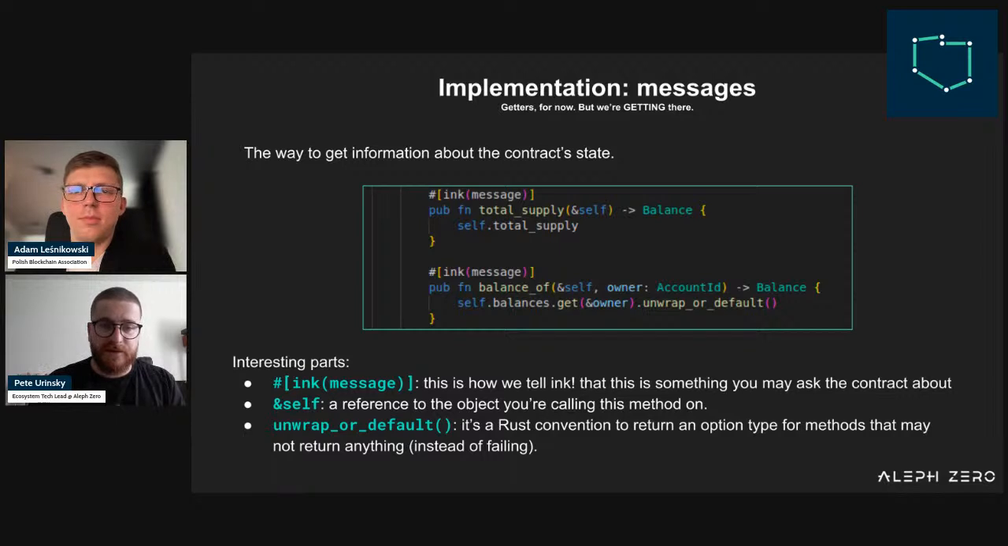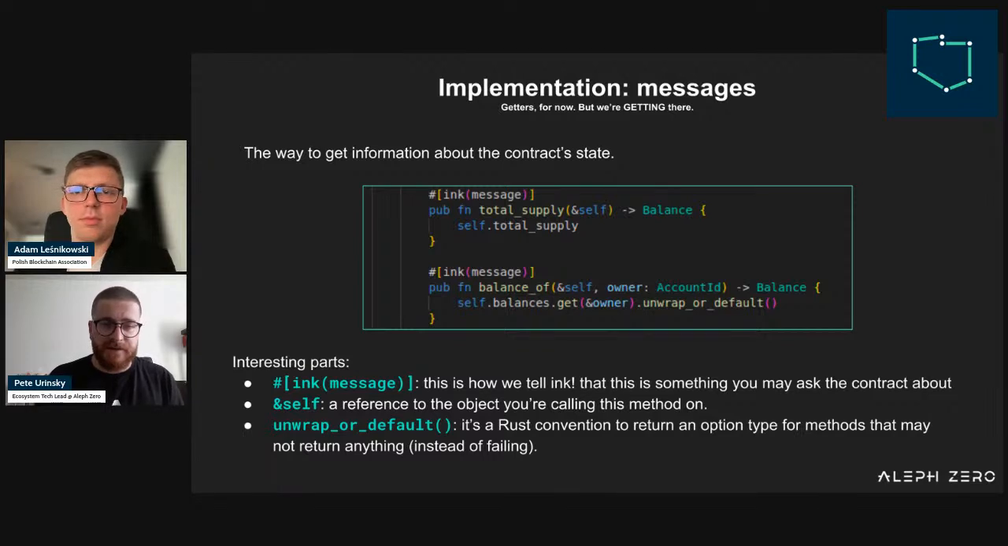Another thing that might be interesting, but you will learn this quickly if you try experimenting on your own: the self, the first argument, the actual contract instance, needs to be marked as a reference in the method. You cannot do it the other way. That's the default.